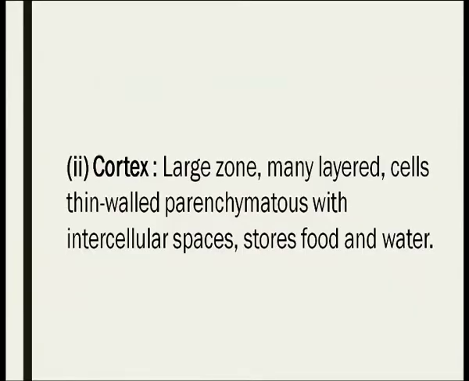Then the next layer is called cortex. It is a large zone, meaning multi-layered, with too many layers, and these are thin walled cells. They are parenchymatous tissue. They have a lot of intercellular space, and it can store food and water for the root.